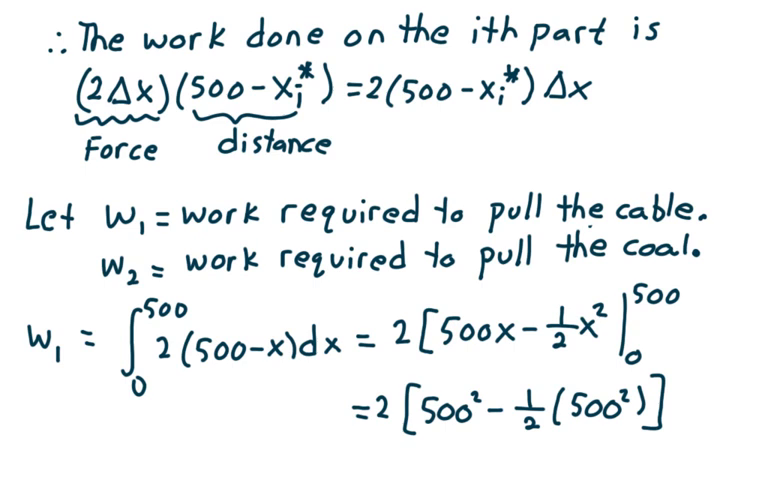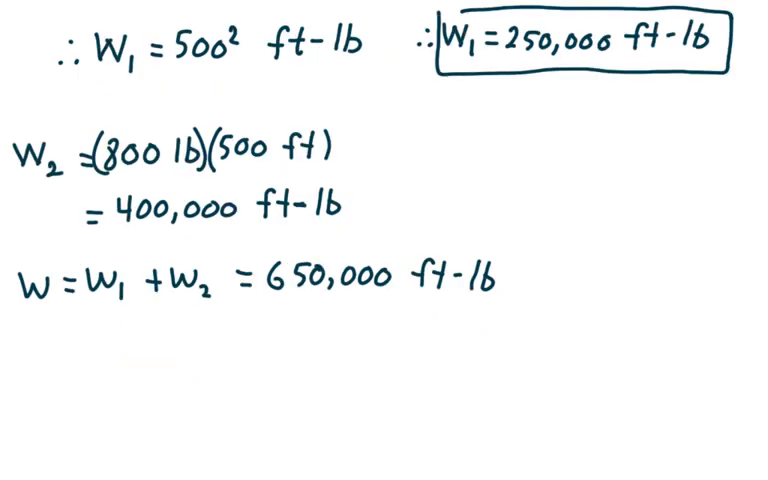So W sub 1 is equal to the integral from 0 to 500 of 2 times 500 minus x dx. So this is 2 times the quantity 500x minus 1/2 x squared evaluated from 0 to 500. And so this is 2 times 500 squared minus 1/2 times 500 squared. And when we simplify, we end up getting W sub 1 is 250,000 foot-pounds.